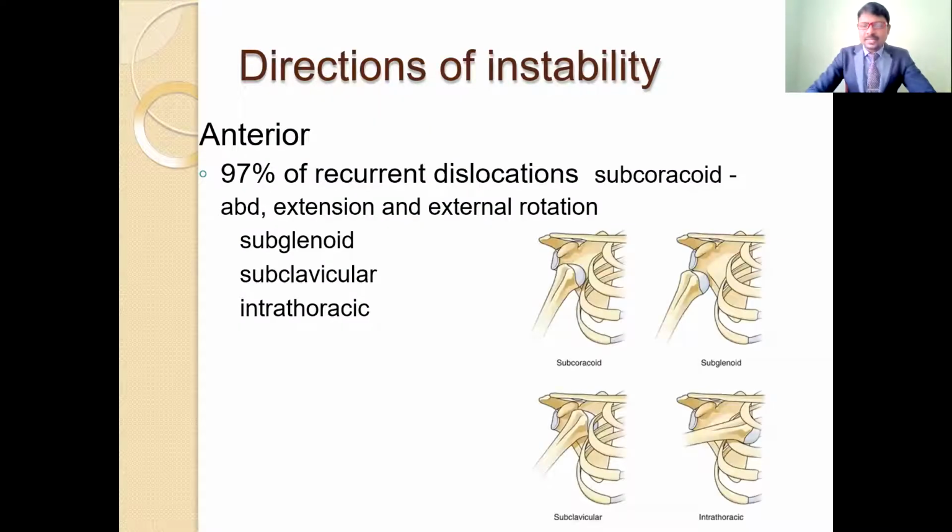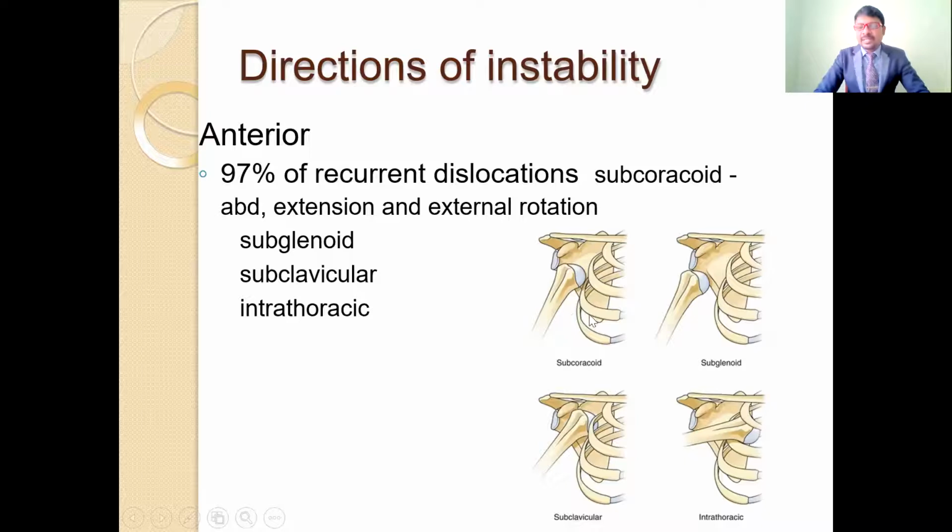So the direction of the instability depends upon the direction of the head of the humerus. Most of the dislocations are anterior dislocations, and 97% of the recurrent dislocations are subcoracoid. In this, abduction, extension, and external rotation will happen in the shoulder's subcoracoid.